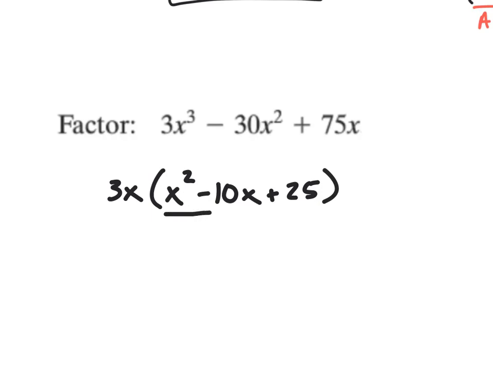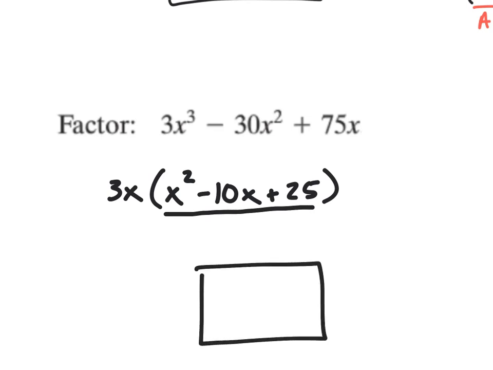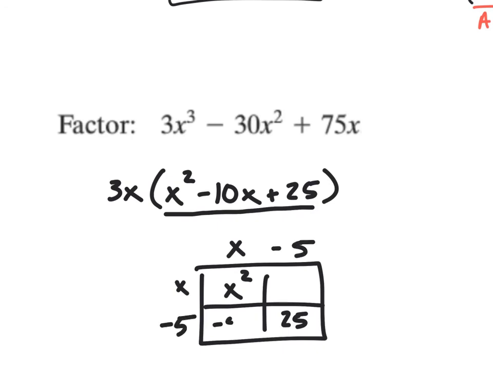What I see here is a trinomial that I can factor. And what I want to do is use the box method here and plug that in. I've got x squared and then positive 25. So two numbers that multiply to x squared is just going to be x and x. Two numbers that multiply to positive 25 are going to be 5 and 5, but they need to add up to negative 10. So I'm going to do negative 5 and negative 5. So I'm going to get negative 5x here, negative 5x here, combine my like terms, and that's going to give me negative 10x, which is what we're looking for.